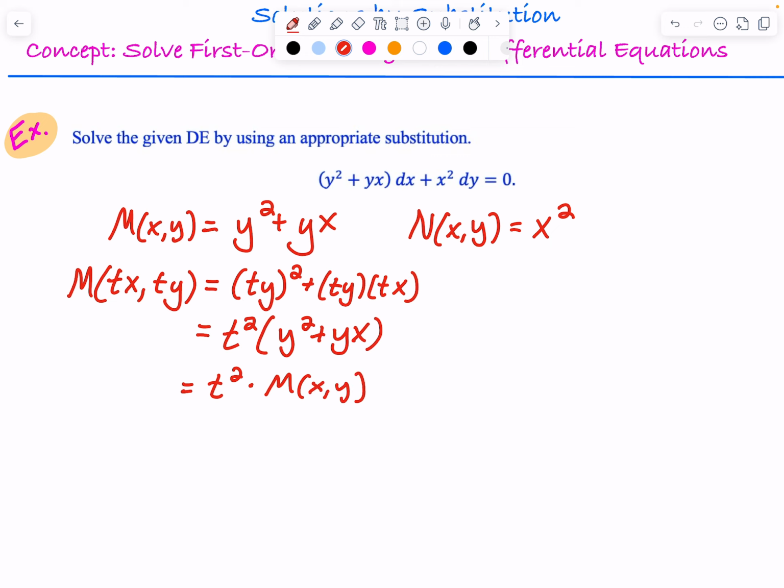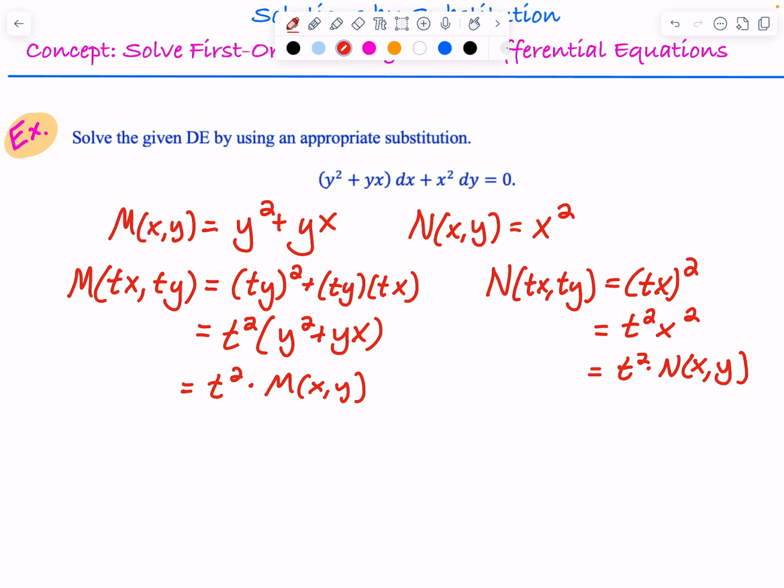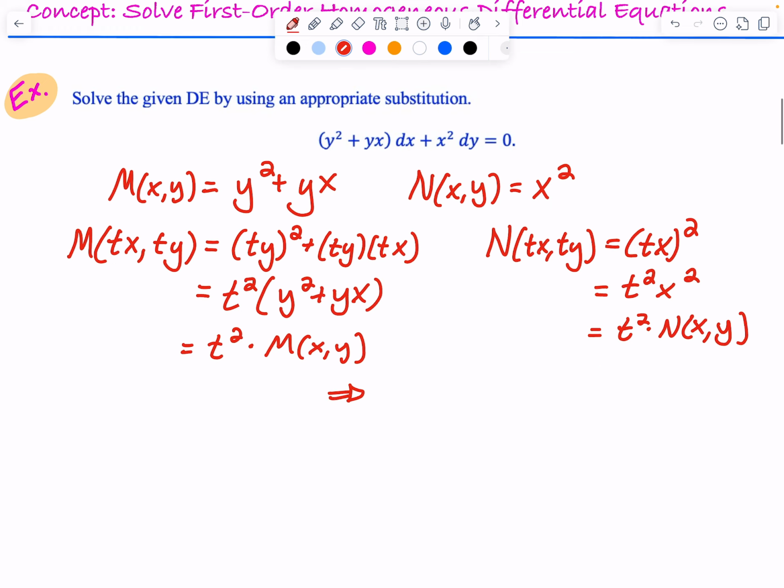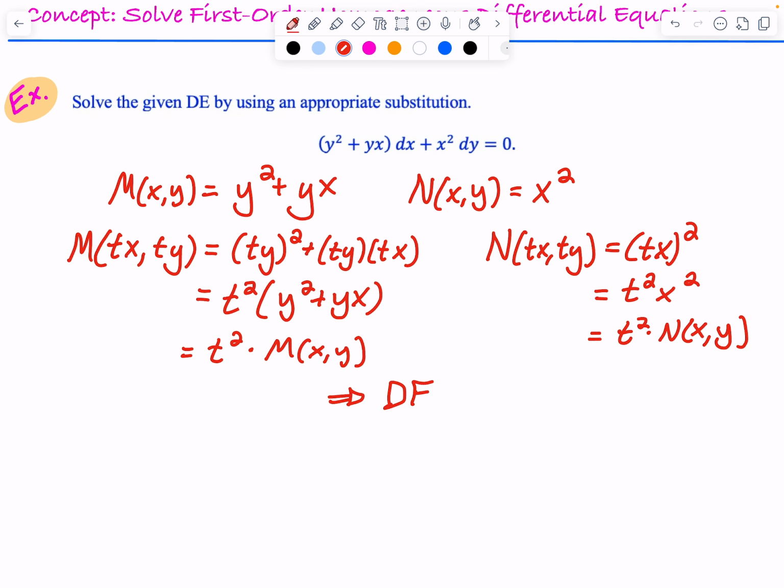And then we have to do the other one. N of tx, ty is equal to tx squared, which is equal to t squared x squared, and that is t squared times N of x, y. So that implies, this double arrow means implies, that the DE is homogeneous, and that is due to both of them being degree 2. All right, so now we can solve.